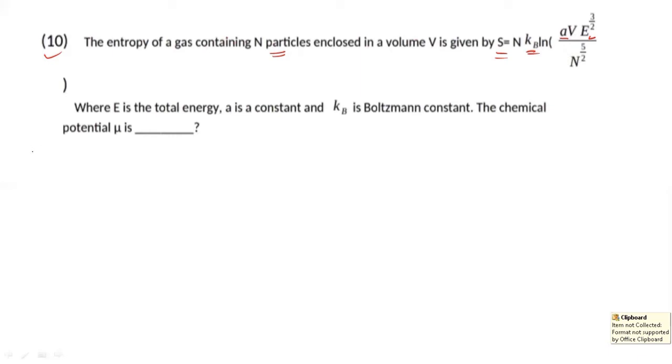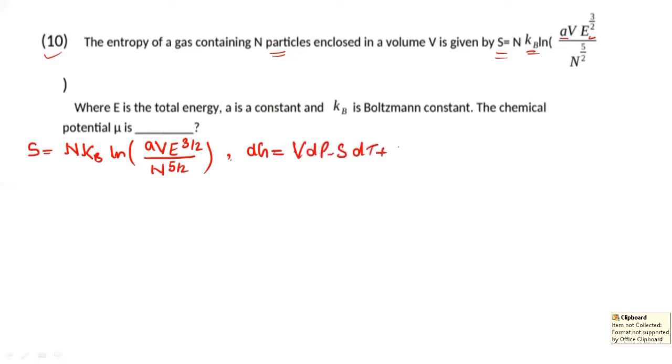So first of all, we will write what is given to us. Entropy is given to us. Entropy is equal to N Kb ln of Av e to the power 3 by 2 divided by N to the power 5 by 2. Now we already know that dG is equal to, and this formula you need to remember, V dP minus S dT plus mu dN.